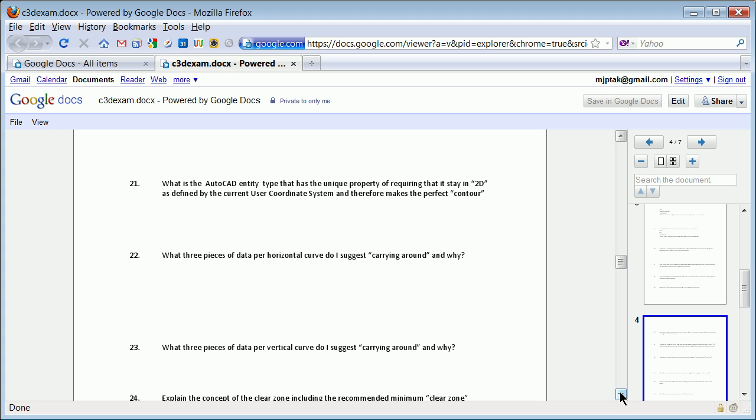Horizontal data, I want you to carry around the northing and the easting of the point of intersection, and then the radius of the curve. That's because of the centripetal force calculation of v squared over r, and also the sense of just being able to think in tangents and then pull back your curves based on what you learned for external tangent.